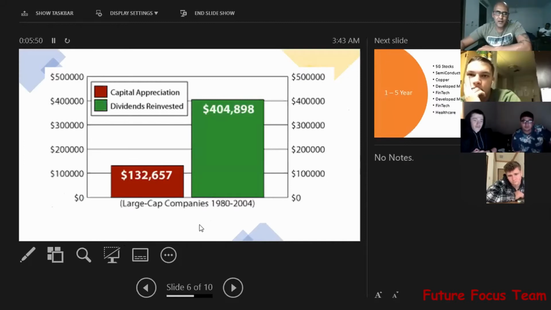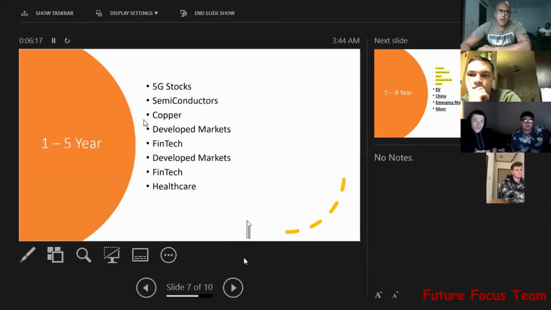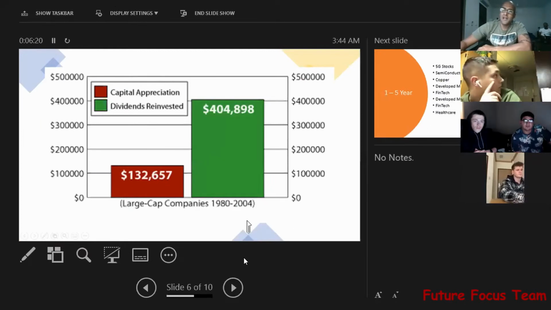This is another chart I found. It was large cap companies between 1980 and 2004. And you just see right here that the capital appreciation, it kind of stopped, it has a limit. But when you reinvest those dividends, there's no limit, because they're going to keep growing. And you take those dividends, you reinvest them. It's called a DRIP. You take those dividends, you reinvest them, and you keep on growing. That's another good chart that I found on there. All right, so any questions with that? We'll come back to that.